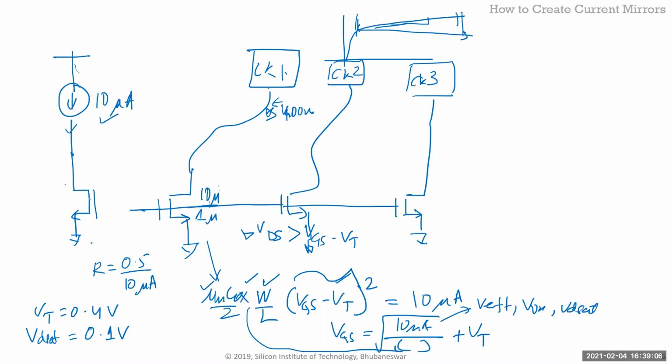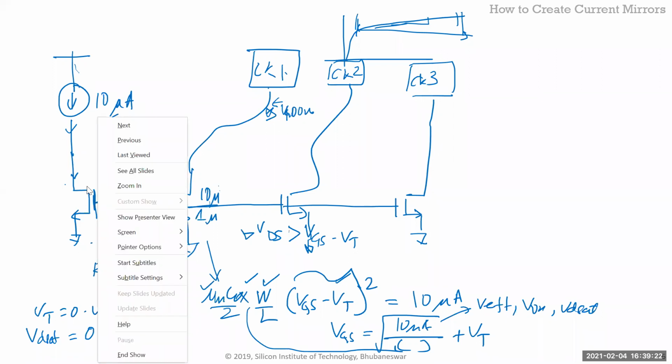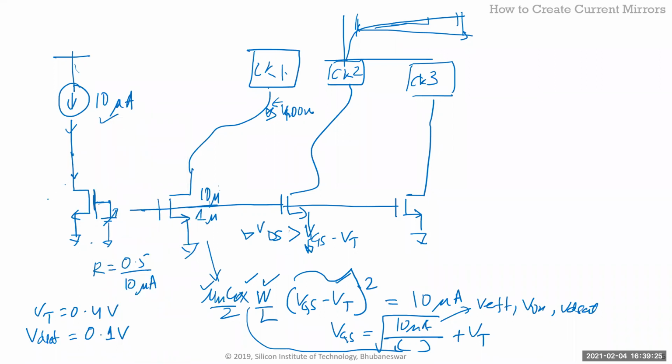and what I'm going to do is I'm going to monitor this voltage and make sure that this drain current is 10 microamp. So let's say I have a voltage source I'm varying. If this voltage VGS is less than 0.5, what will happen? See, I need 0.5 exactly so that this is 10 microamp, right? If it is less than 0.5, what will happen?